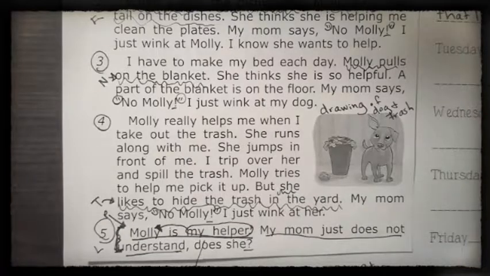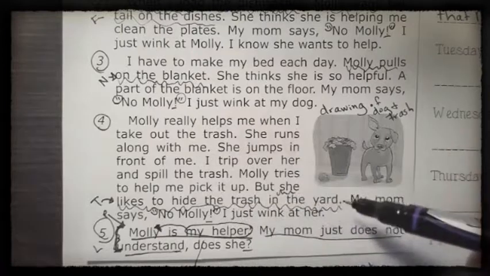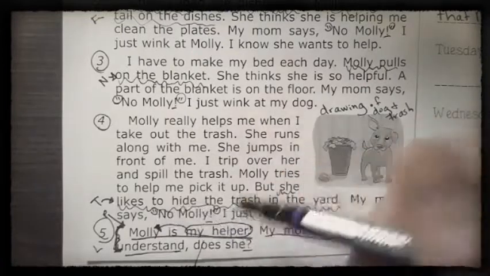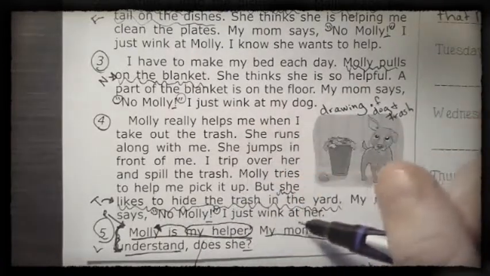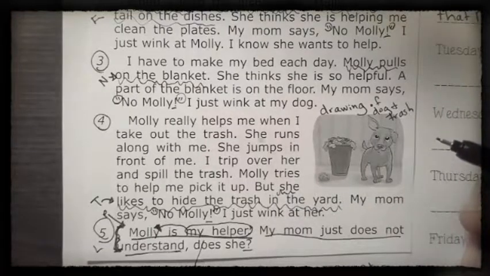Wait, pause. Let me read that as a mom. Hold on, let me read it as a kid. But she likes to hide the trash in the yard. My mom says, "No, Molly." I just wink at her. Do not wink at the dog when the dog should be in trouble. As a mom, don't you come over here and wink at the dog. No, that dog should be in trouble.